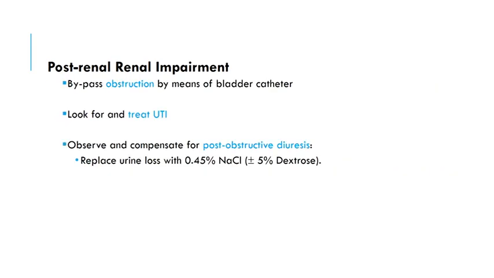If there's a post-renal impairment, try and bypass the obstruction. So see if you can insert the catheter. If a patient has a UTI, treat that. But just keep in mind that if there was an obstruction, usually once you've relieved the obstruction, they can have a post-obstructive diuresis. And these patients then tend to dehydrate very quickly. So monitor your urine output in these patients, and if necessary, replace these losses with half normal saline.